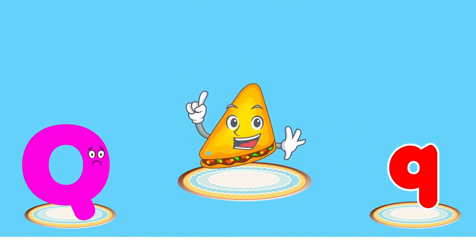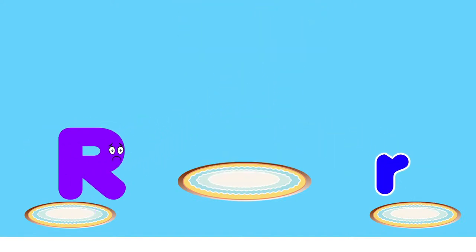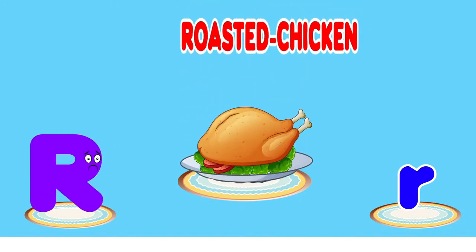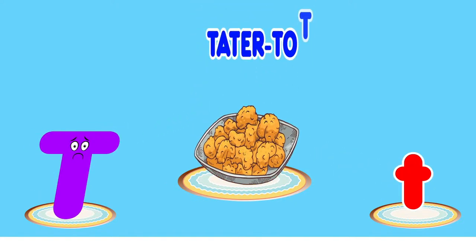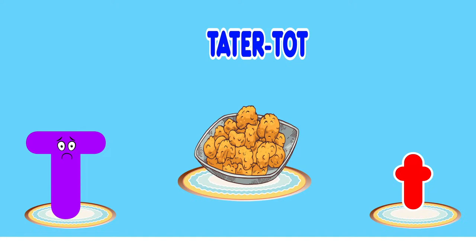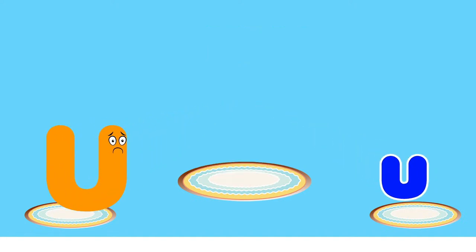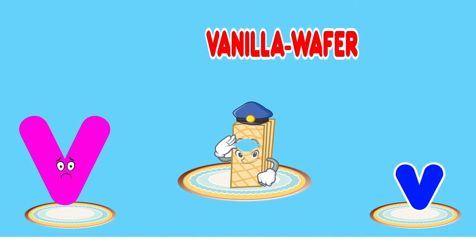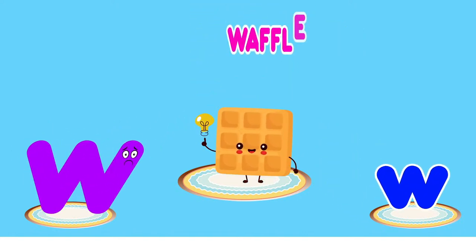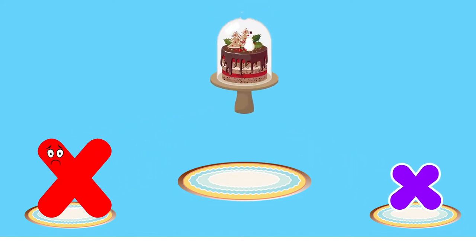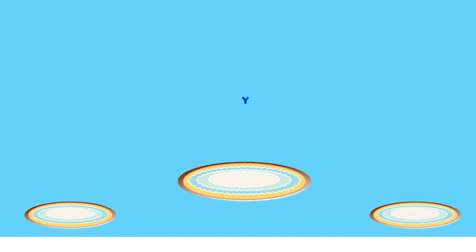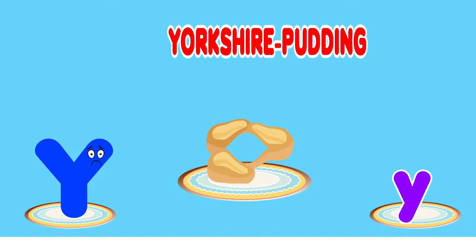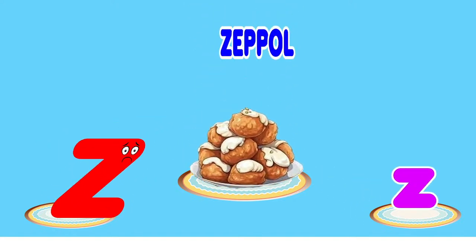Q is for quesadilla. R is for roasted chicken. S is for sandwich. T is for tater tots. U is for Utah scone. V is for vanilla wafer. W is for waffles. X is for X-moss cake. Y is for Yorkshire pudding. Z is for Zeppo.